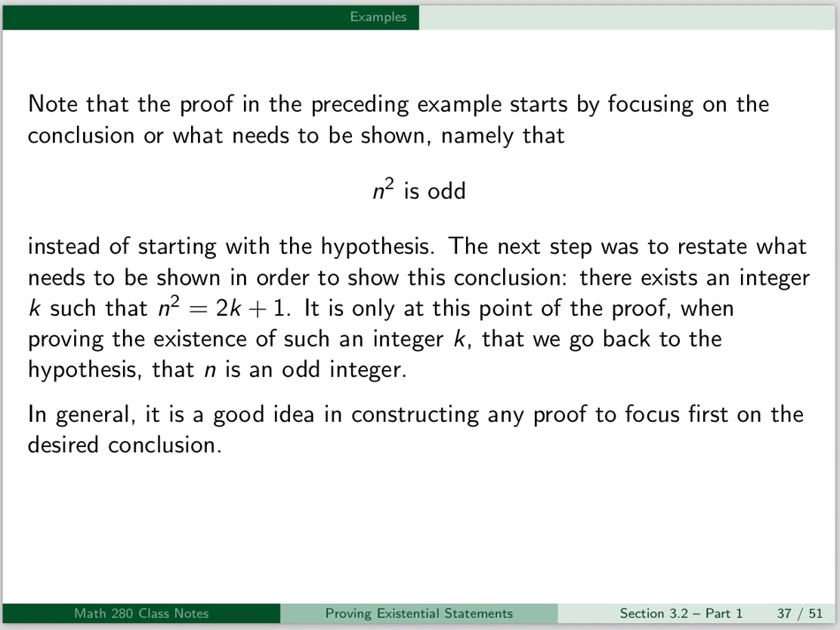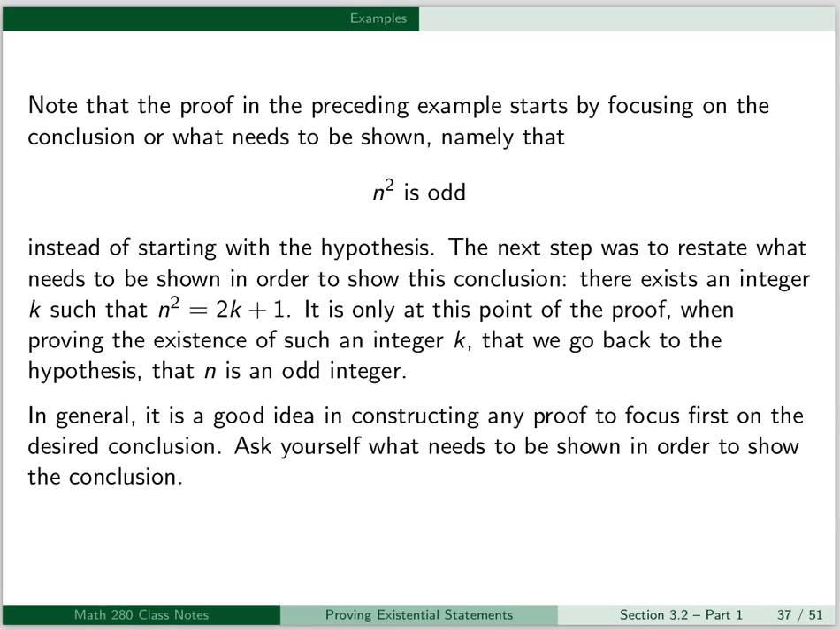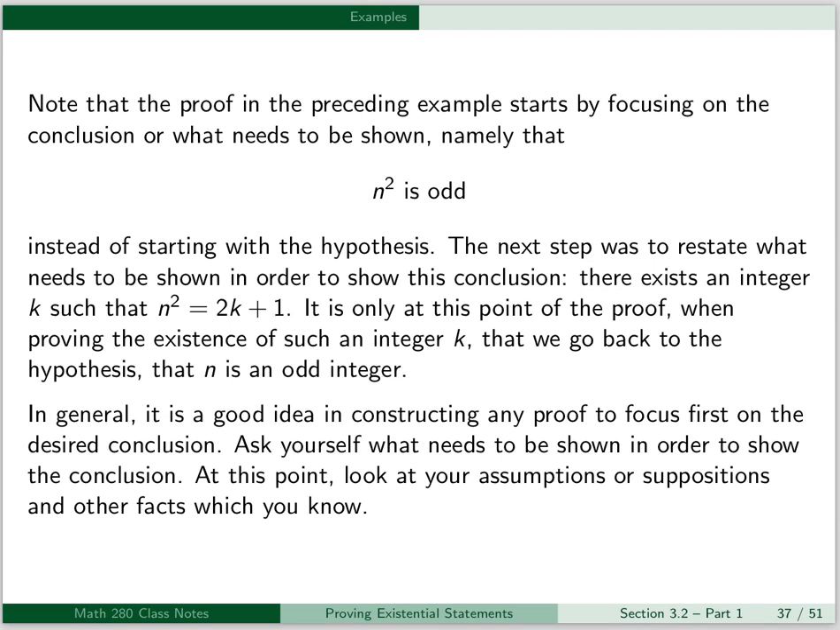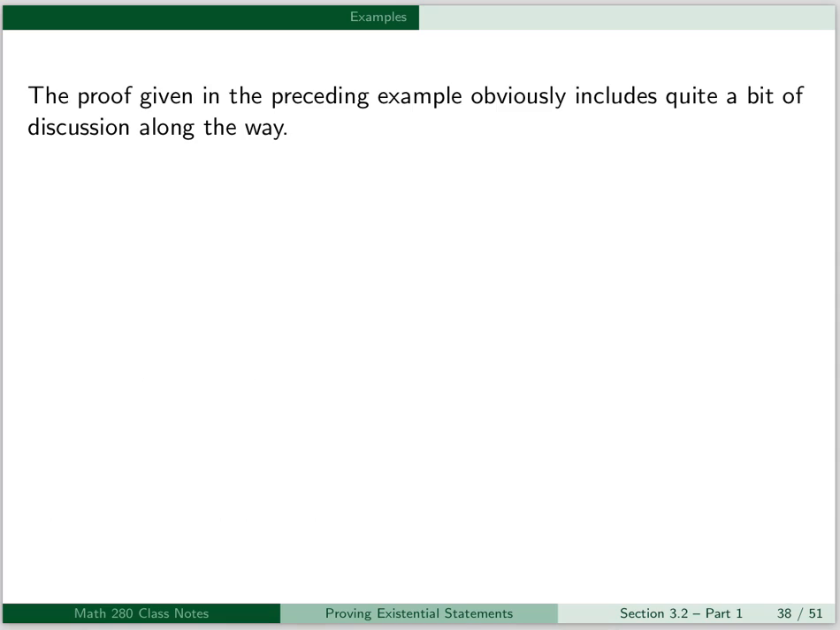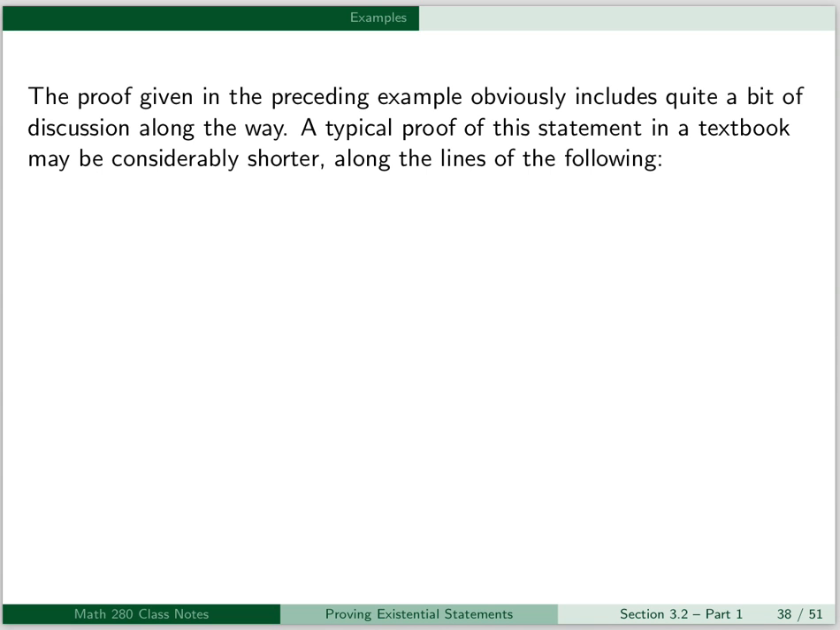In general, it's a good idea in constructing any proof to focus first on the desired conclusion. Ask yourself what needs to be shown in order to show the conclusion. At this point, look at your assumptions or suppositions and other facts which you know. Now, the proof given in the preceding example obviously includes quite a bit of discussion along the way. A typical proof of this statement in a textbook may be considerably shorter, along the lines of the following.